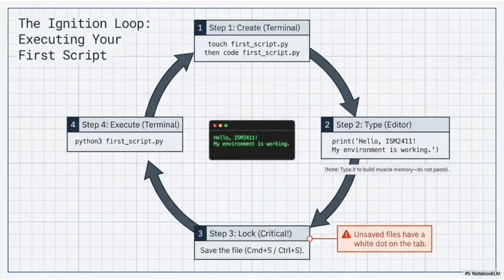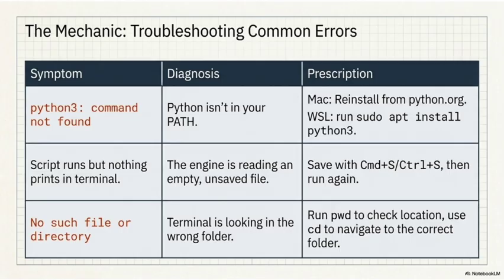Step 3, block. This is critical. Save the file with either Command-S or Control-S. Unsaved files have a white dot on the tab. The white dot means your terminal will execute an empty file. Step 4, execute in the terminal. python3 first_script.py runs the script. If you see "Hello ISM 2411, my environment is working" printed in the terminal, your workspace is fully operational.